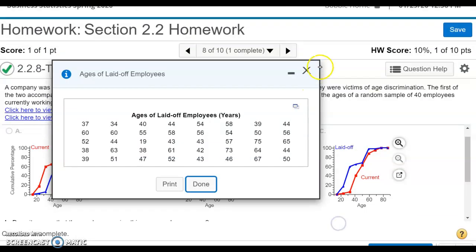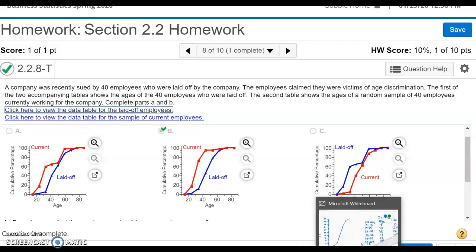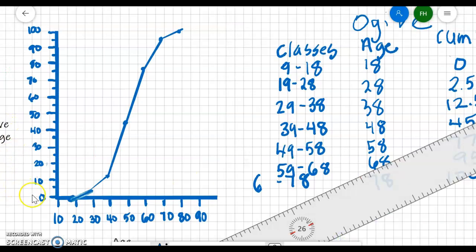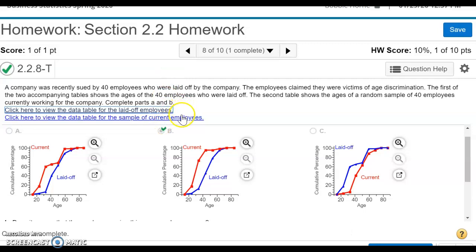As you can see, I can even kind of curve it a little bit better. But what I would do is, you can also pull up your current employees and do the same thing that we just did with it.